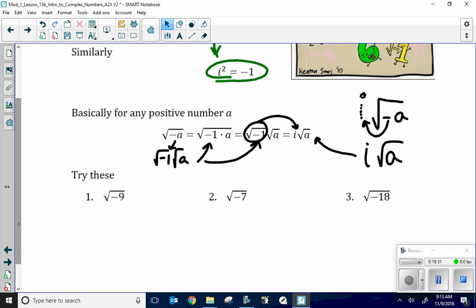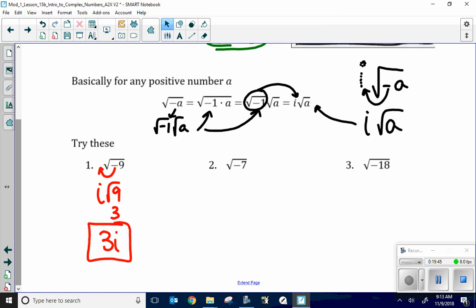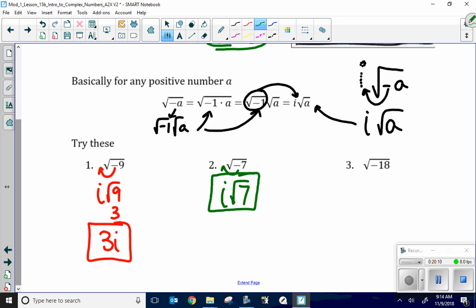So let's try some of these. This first one, the negative pops out, and I get i radical 9. What's the square root of 9? 3. 3 times i is 3i. There you go. Super duper. We're smart. Smart. I left the A out on purpose. Next, the negative pops out. That becomes i radical 7. Can I simplify radical 7? No, you cannot. There is not a perfect square that goes into 7. That is done in all of its glory. Love it.